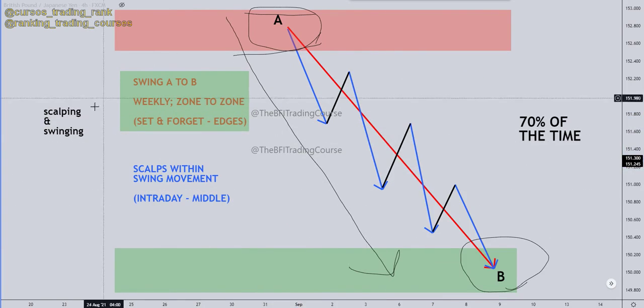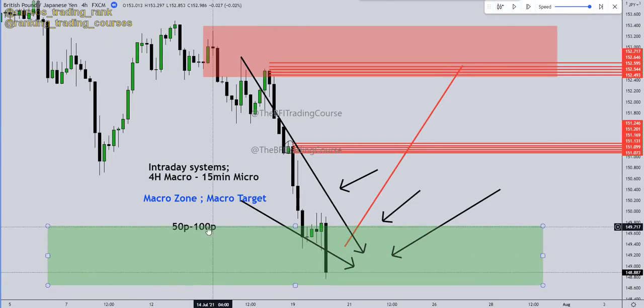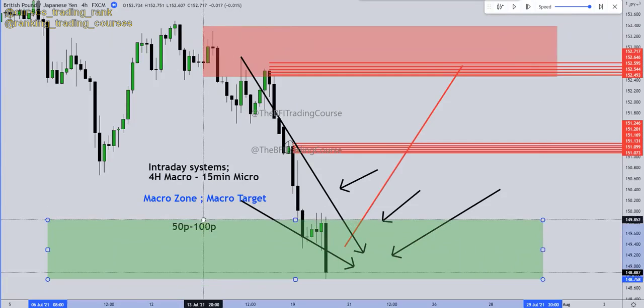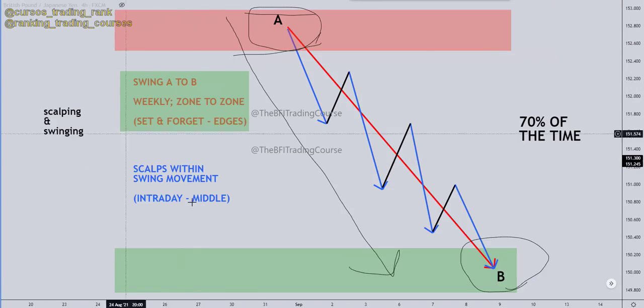Okay, hopefully this clarified it. Scalping and swinging, understand it. Swinging, I would say 100 pips over. 100 plus plus is a swing, but don't think about it in pips. I don't even like to use these numbers. Think about it from zone to zone. Scalp, 4 hours zone to zone. Swing, weekly zone to zone. Understand the edges, understand the middle, understand where you are, and understand to adjust your trading system according to the trading environment.